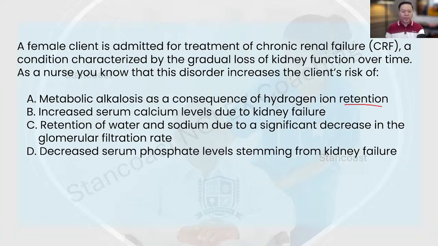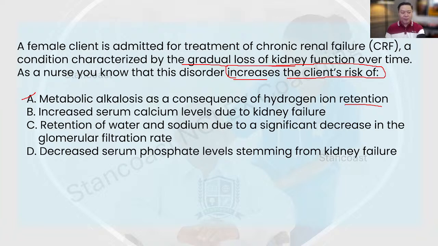All right, I hope that you were able to pick your answer. So let's go through the choices here. Let's have letter A first. Okay, what is being asked really? A female client is admitted for a treatment of chronic renal failure, a condition characterized by the gradual loss of kidney function over time. As a nurse, you know that this disorder increases the risk for. So what we're actually looking at right now is the complication that a chronic renal failure can possibly have. Okay? We're looking for the complication. That is what this question is wanting us to do.